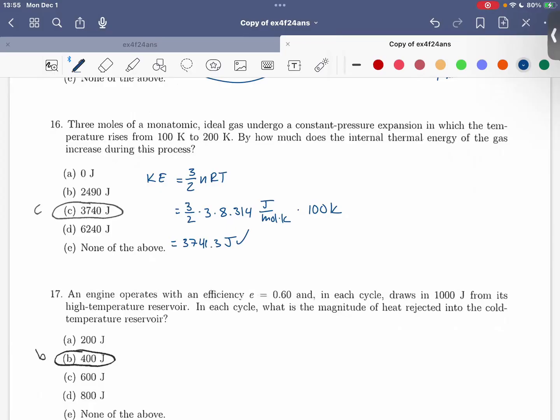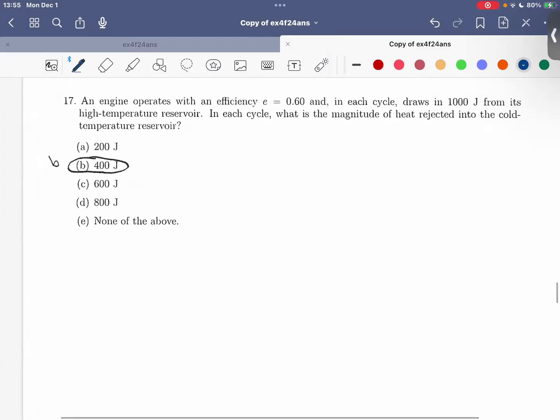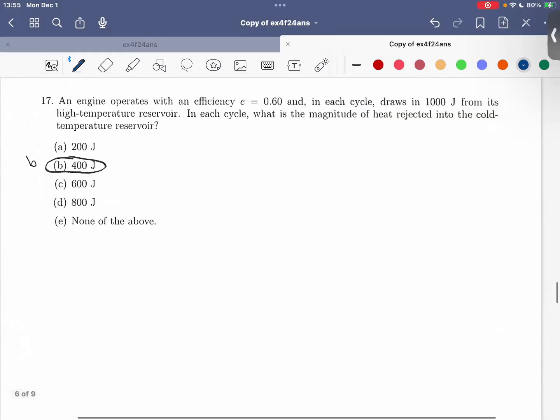Okay, so that's 16. And so 17 is our first look at engines. So we're told an engine operates with efficiency 0.60 and it draws 1,000 joules from its high temperature reservoir. So QH is equal to 1,000 joules. In each cycle, what is the magnitude of heat rejected into the cold temperature reservoir?